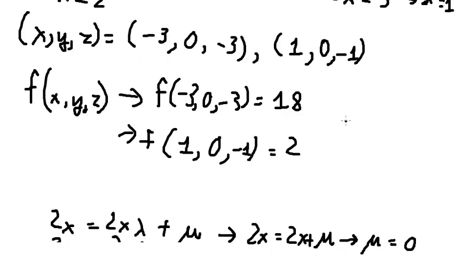So in this one we just have only this. And we know that this is the smaller. Number 2 is smaller than 18. So this is the minimum we need to find in here.